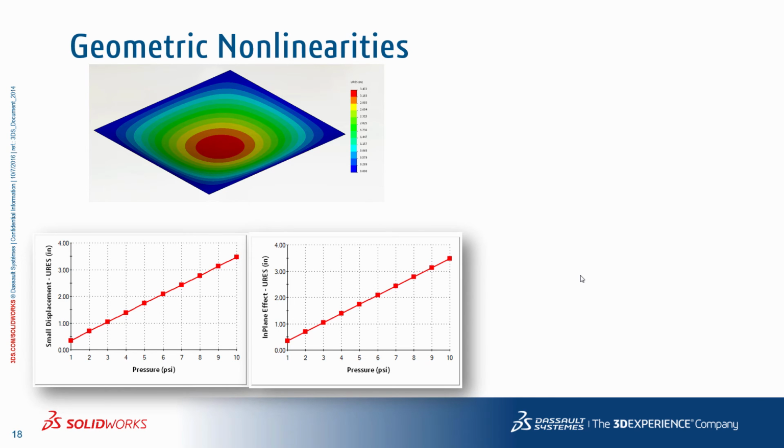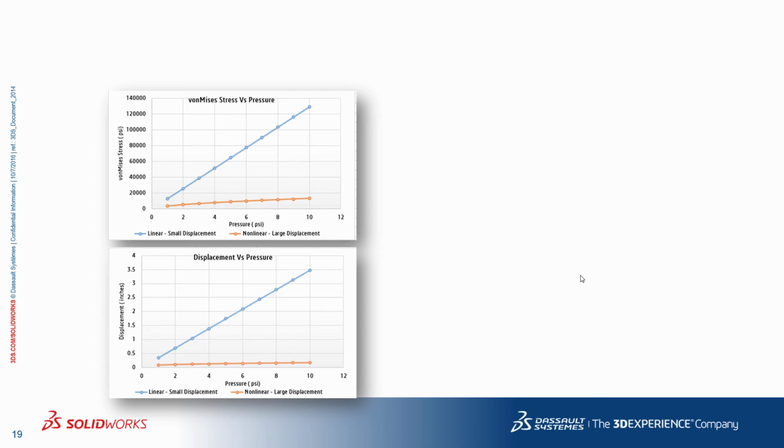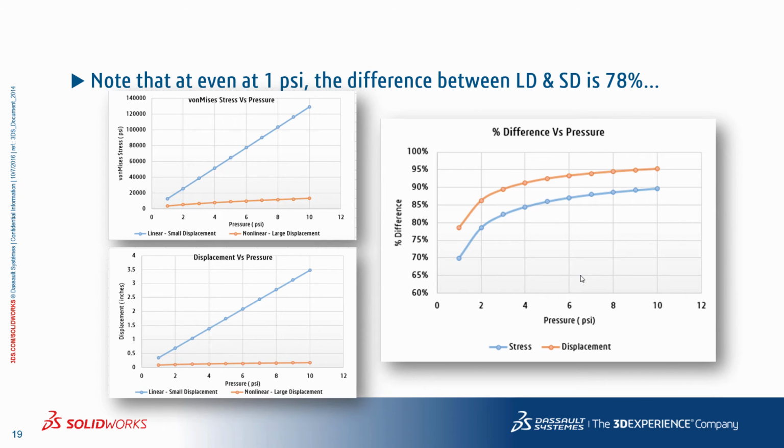Now, with the in-plane effect turned on, the response is more or less the same as the linear solution. With the large displacement flag set prior to the run, you can see in the bottom left plot the response is definitely nonlinear in nature. Now the question remains as to how nonlinear it is. Here is a stress and displacement comparison for both small and large displacement conditions. Plotting this response side by side, you can see the nonlinearity for both stress and displacement is nearly 78% even at 1 psi loading and becomes almost 95% different at 10 psi load.